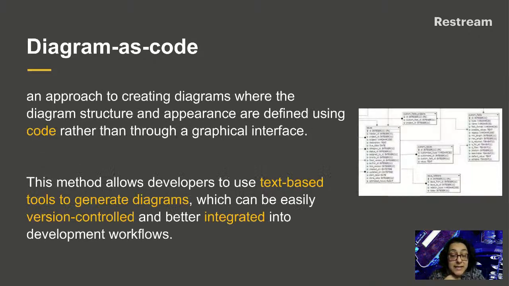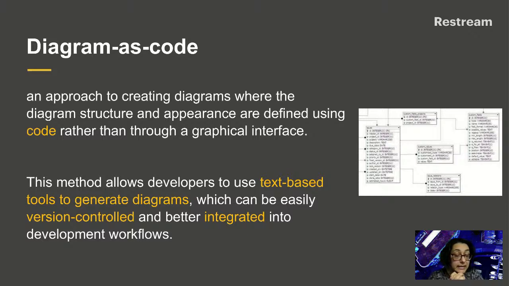So what is diagram as code? It's an approach that's been around for a long time, but not many tools have been available for a lot of people to use. It's an approach of creating diagrams rather than using boxes and arrows that you manually put onto a canvas, onto a white space, and then save that as an image. It's essentially where you create that diagram structure and appearance and the relationships using code rather than through a graphical interface.